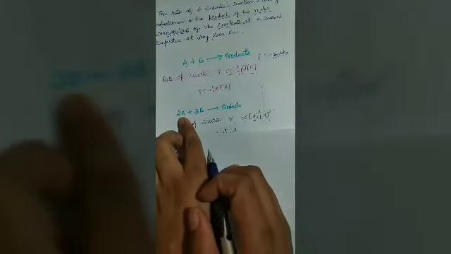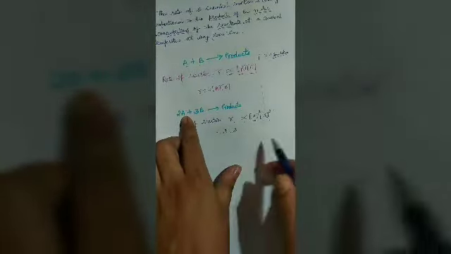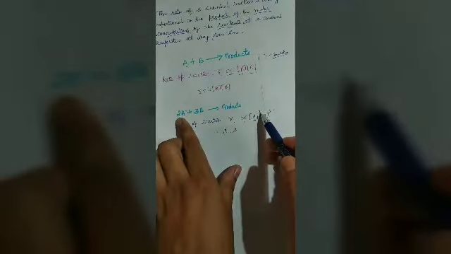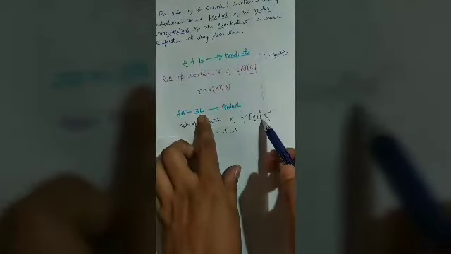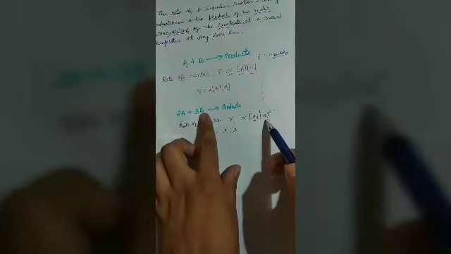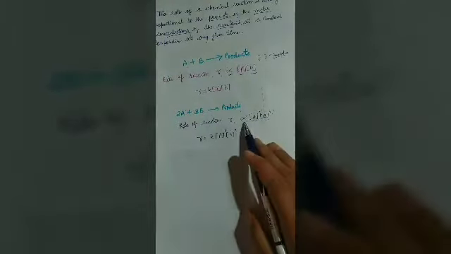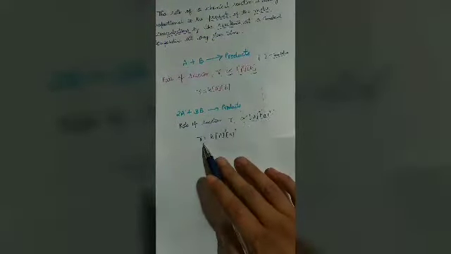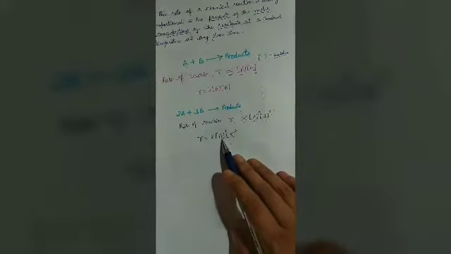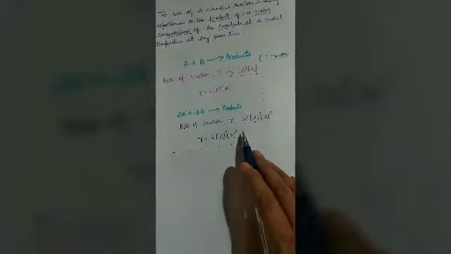These are the stoichiometric coefficients. For A, the stoichiometric coefficient is 2, so it must be raised to the power here. And for B, the stoichiometric coefficient is 3, so it must be raised to the power of the concentration. Now similarly, if you remove the proportionality sign, you will get R is equal to K, concentration of A squared, concentration of B cubed.